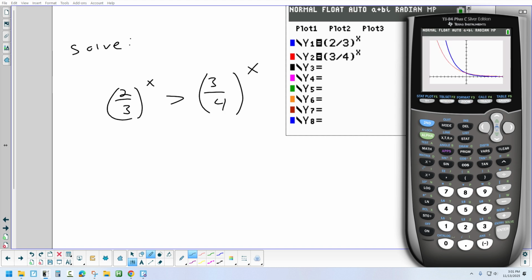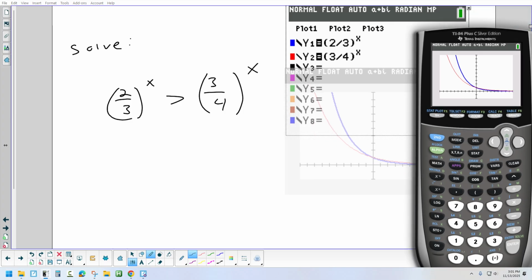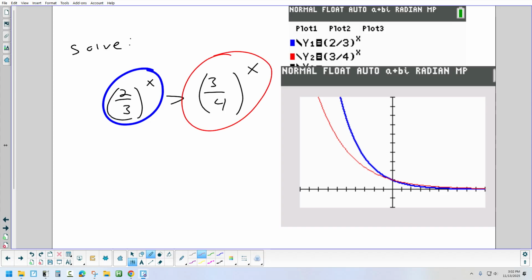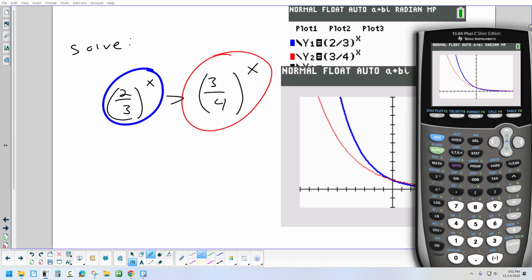One of them is going to decay at a faster rate than the other because of the difference in the bases. And we are looking for where the 2/3 to the x, which is the blue graph, is greater than 3/4 to the x, which is the red graph. What do we have to figure out on the calculator to be able to answer that question? Something we have to calculate. The intersection. Yeah, we got to first calculate the intersection.